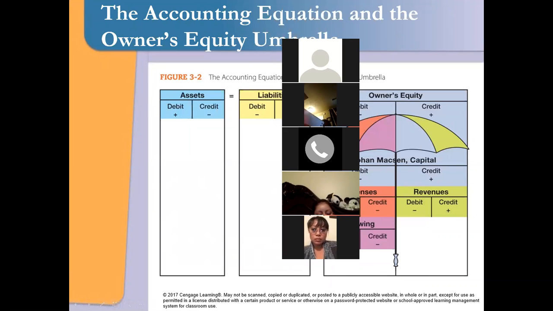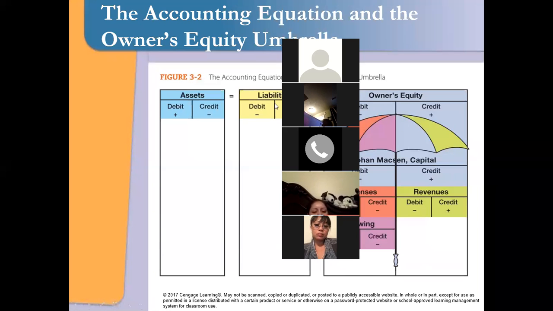Anything on the right side of the T account, if I put it on the right side of the equal sign, if I put it on the right side of the T account, it will increase it. Notice here they have a plus sign on the left side of the T account because it's on the left side of the equal sign. Notice here, liabilities and owner's equity are on the right side of the equal sign. To increase it, you put it on the right side of their T accounts.